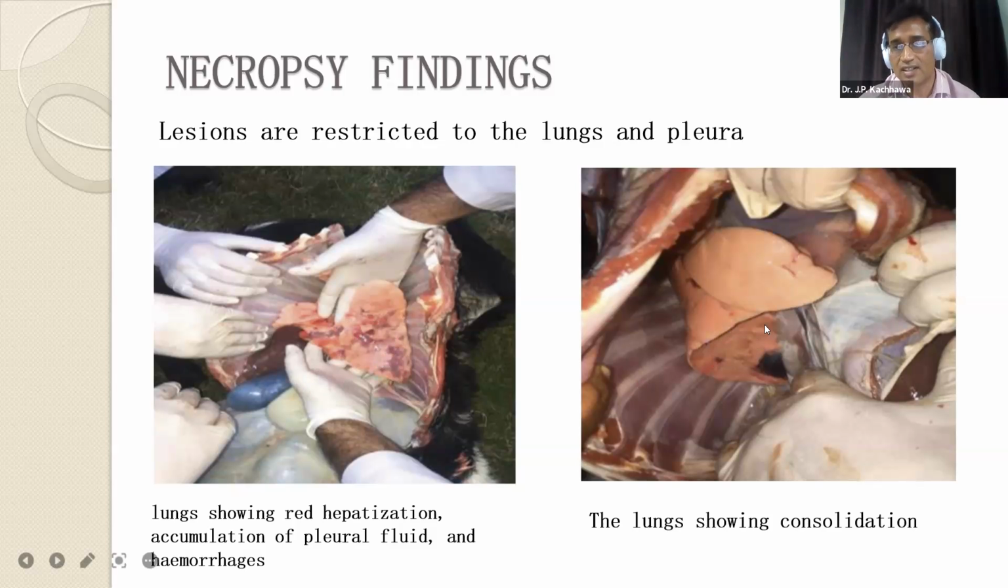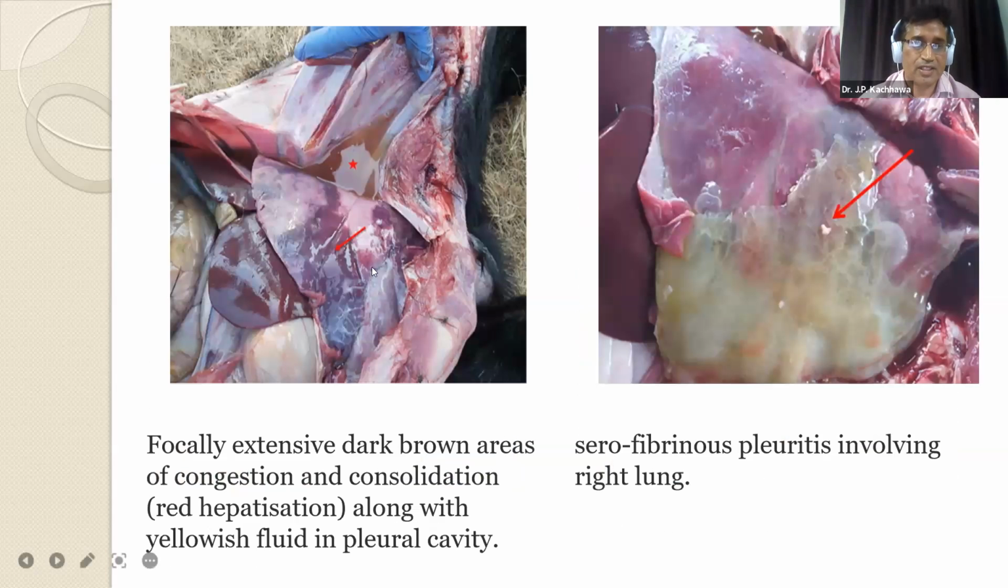In the second picture, the lungs become completely consolidated. In this picture, we clearly see the reddish area that is being consolidated, and this is the congested part. Collectively, we can say this is red hepatization. We can also see extracellular fluid that is filled in the pleural cavity. This picture here is serofibrinous pleuritis involving the lungs.